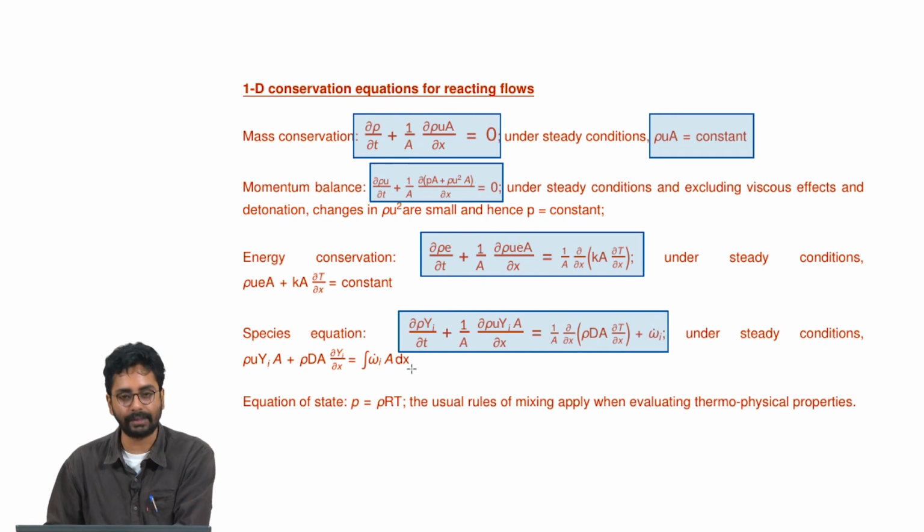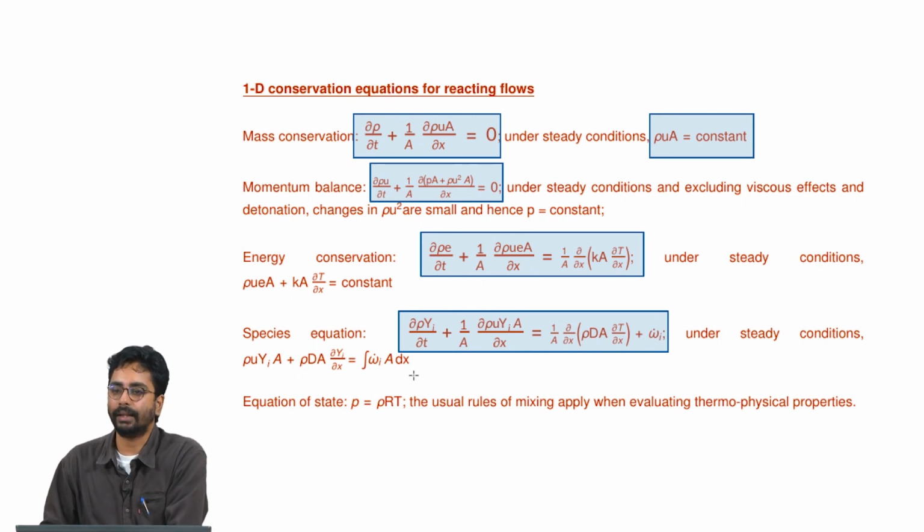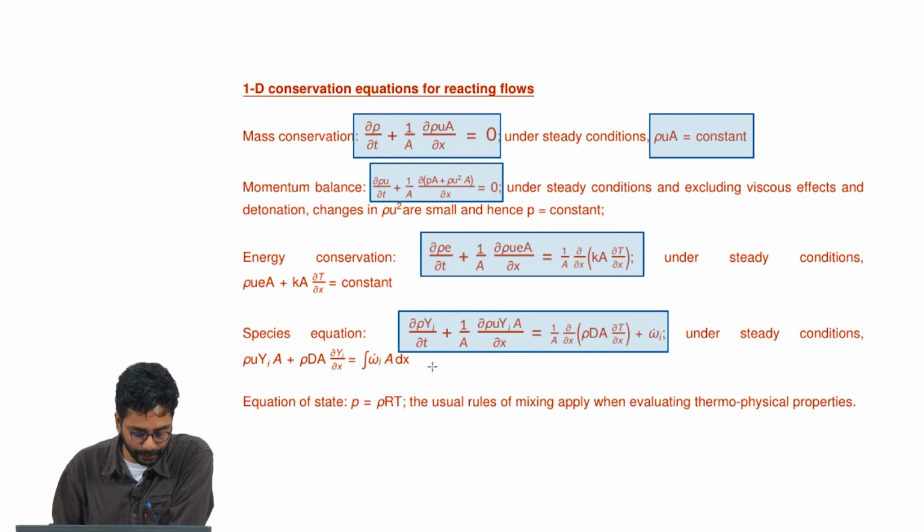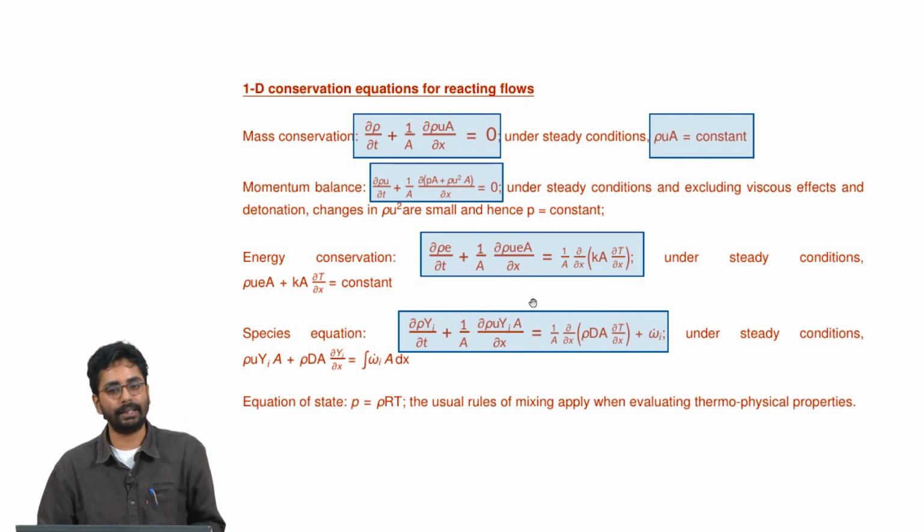In addition to all of this, we need one more equation to relate the thermodynamic variables. This is done through the equation of state. The ideal gas equation is reasonably accurate for a variety of situations in combustion and propulsion, except when you are dealing with propulsion systems where you have reactants entering at critical conditions, where you need to be careful and use appropriate equations of state. But for most combustion systems, gas turbines and internal combustion engines, this is a very good approximation in the gas phase. And the usual rules of mixing apply when evaluating thermophysical properties.